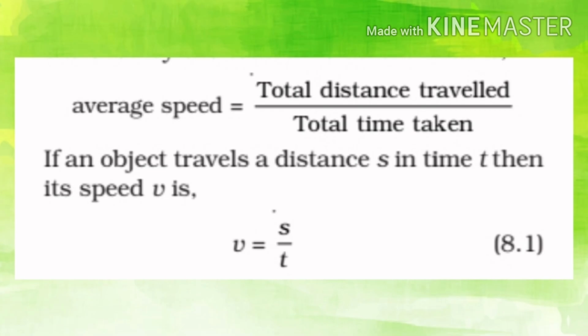In order to find the average speed, divide the total distance traveled by an object by the total time taken. If an object travels a distance s in time t, then the speed is v, and v is equal to s by t. s is the total distance traveled by the object and t is the time taken. If you divide, you will get the speed v.